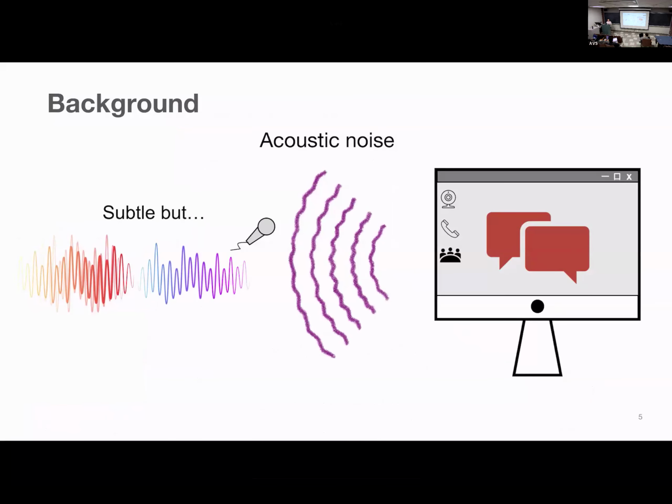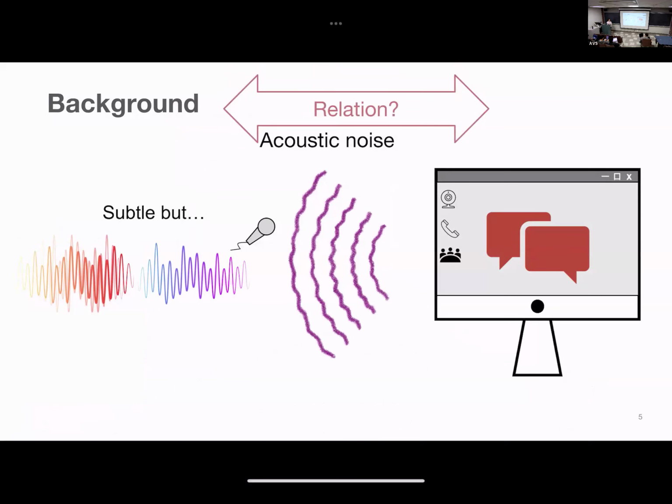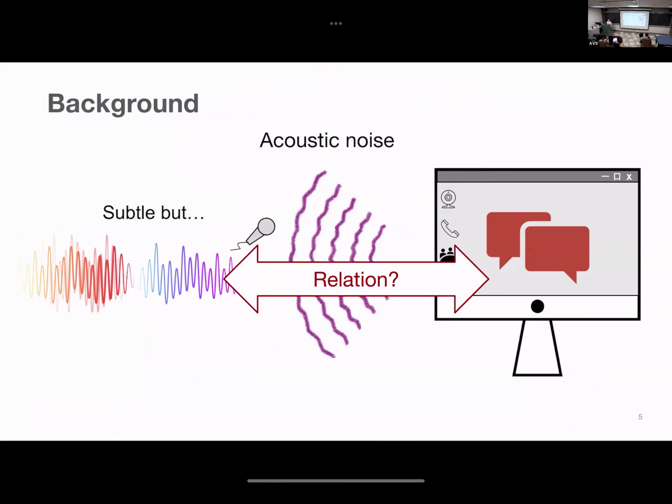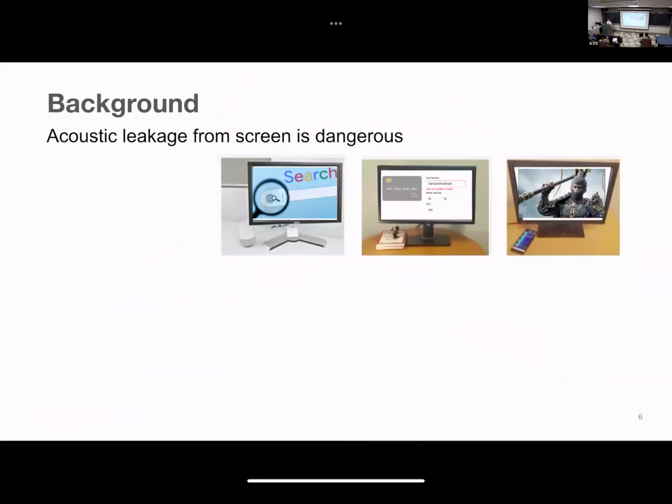Actually, when the computer is rendering visual content, it emits noise, and this noise is really subtle and not noticed by people. But what if this noise has a relationship with the visual content? It would cause a big problem. Why? Because people do a lot of things on their screens. They may surf the web, type in their credit card numbers, or have some weird obsessions that they do not want other people to know.